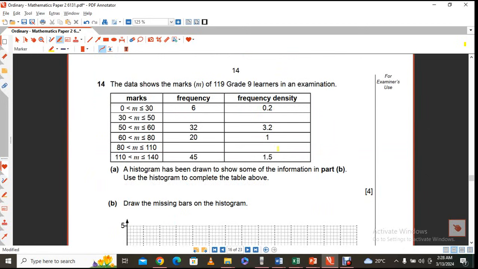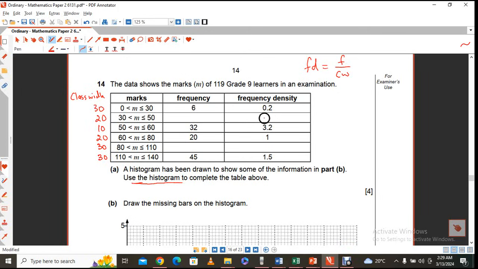Question 14. There is some information maybe that you still have to remember. Question 14, and I'll just write it here. The first one is the frequency density is calculated by taking the frequency, dividing it by the class width. So if I was to bring in the class width here, the class width is 30, 50 minus 30, the class width is 20, 60 minus 50, the class width is 10, 80 minus 60, the class width here is 20, 110 take away 80, the class width is 30, 140 take away 110, the class width also is 30. But here now they say use the histogram to complete the table.